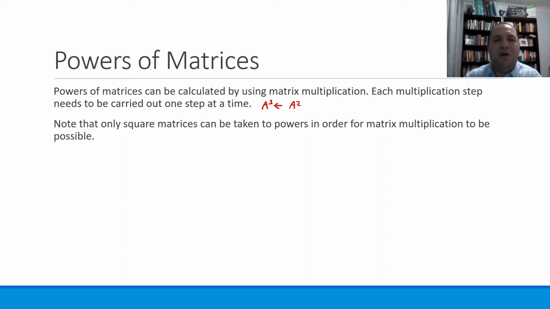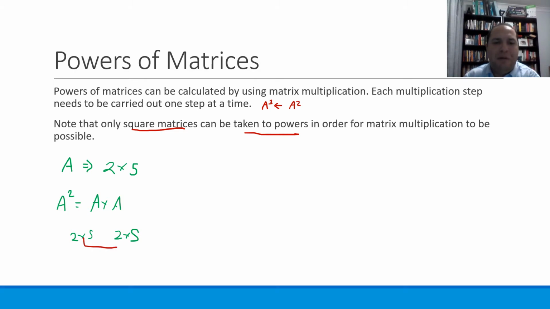Note that it's also only square matrices that can be taken to powers, in order for matrix multiplication to be even possible in the first place. So let's consider why that's the case first. Let's say matrix A has an order of 2 times 5. That means A squared is going to be A times A. We'll have a 2 times 5 matrix and another 2 times 5 matrix. The numbers in the middle are not the same, so that can't be done. A squared can't be done at all there.